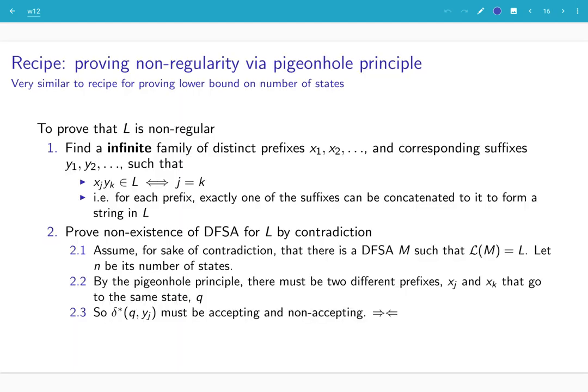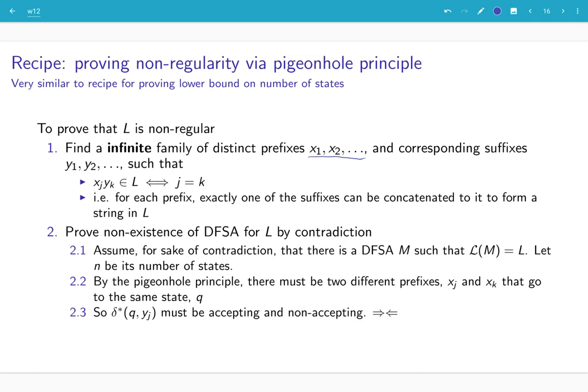So here's our generic recipe for doing this. We're going to find an infinite family of prefixes, x1, x2, dot dot dot, such that all of those prefixes must be mapped to a different state. We must be able to distinguish between each of them, because for each of them, there is a unique suffix that puts it in the language.